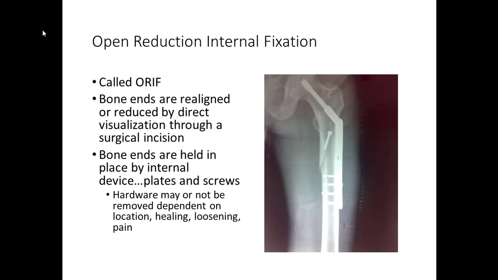Sometimes they're going to need to have the hardware removed. Sometimes they'll just leave it in. It just kind of depends on what the break is, how the healing is. So sometimes they'll take it out, sometimes they won't. Again, a huge assessment for an ORIF is CMS checks.